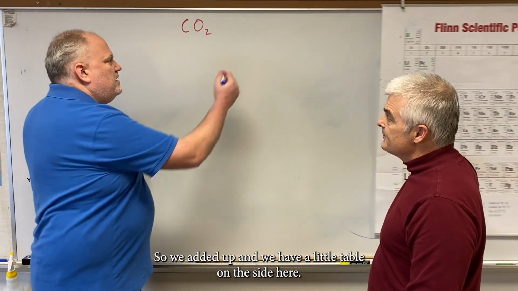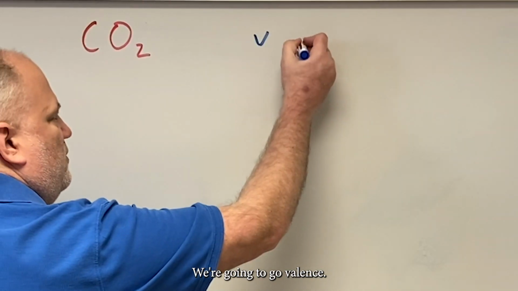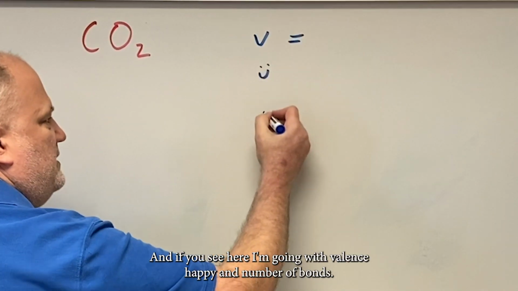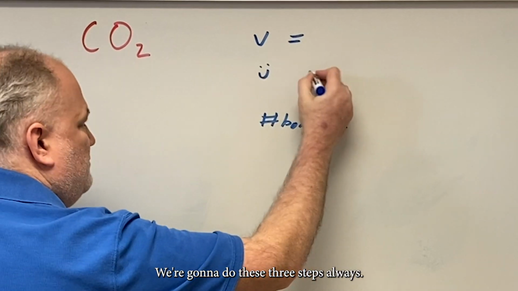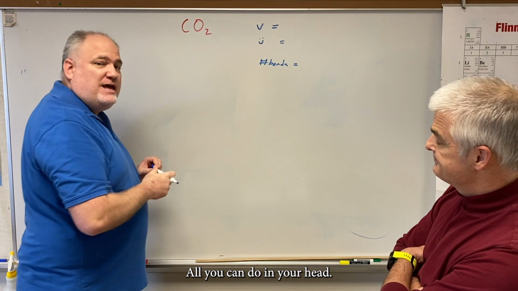When we add it up, we have a little table on the side here. We're going to go valence, happy, and number of bonds. And this is the secret to doing this. We're going to do these 3 steps always, until you can do it in your head.